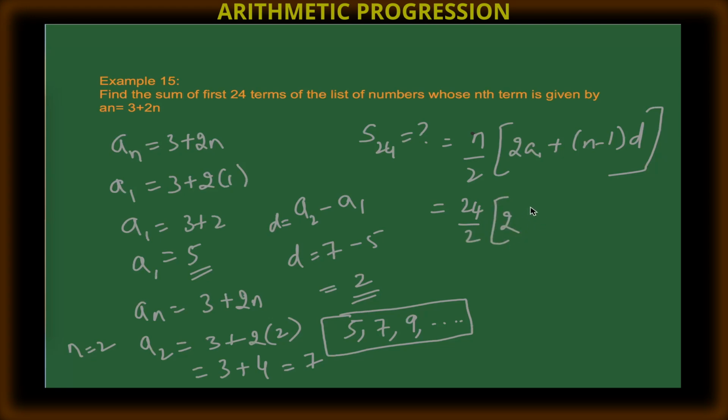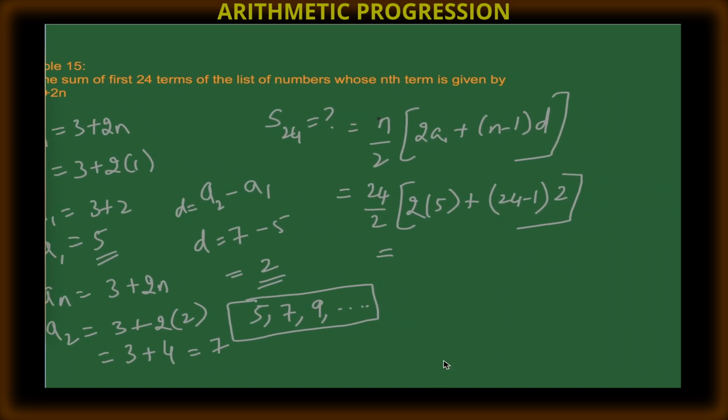2 into a, do we know a? Yes, we know a. What is a here? A is 5 plus n. What is n here? N is 24 minus 1. Do we know the d? Yes, we know the d. D is here, we have identified. So once we understand and get the variables, solving the problem with the formula is quite easy. Okay, so let me just try to push it here.